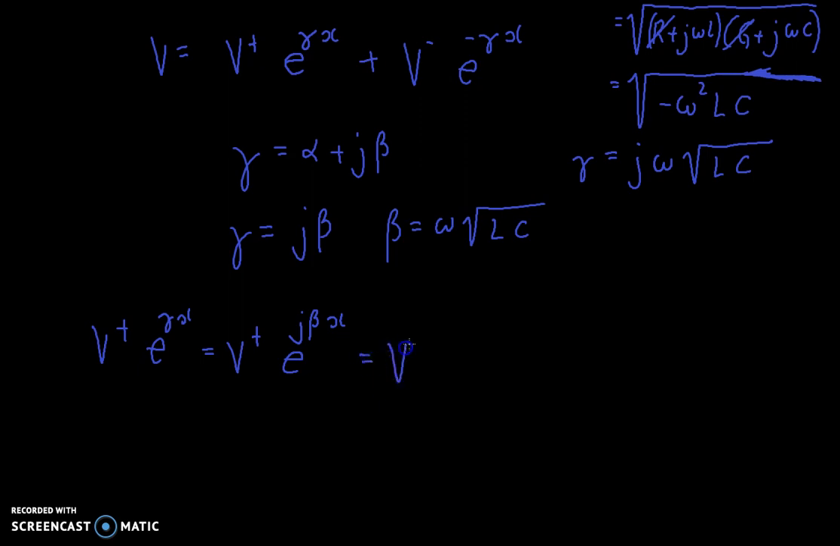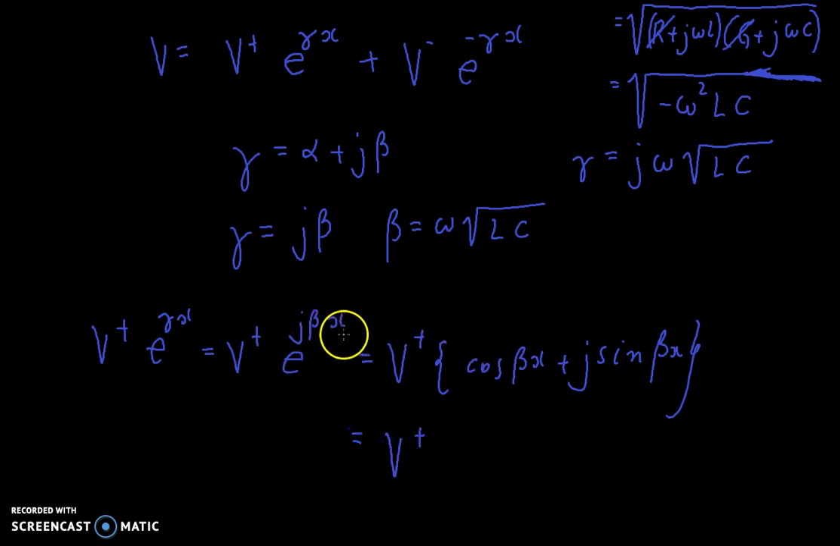And so this is equal to V plus times, if you remember Euler's formula, the cosine of beta x plus j times the sine of beta x. Okay, so this is equal to V plus, and now this is only a phasor representation of the voltage. So in the end, we have to take the real part of this component here. The real part of this is just the cosine of beta times x. So this is the actual voltage if the line is lossless.